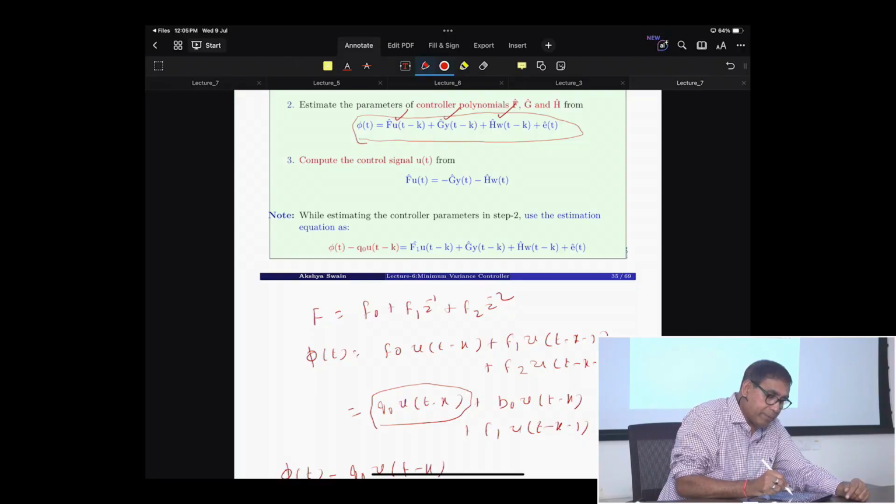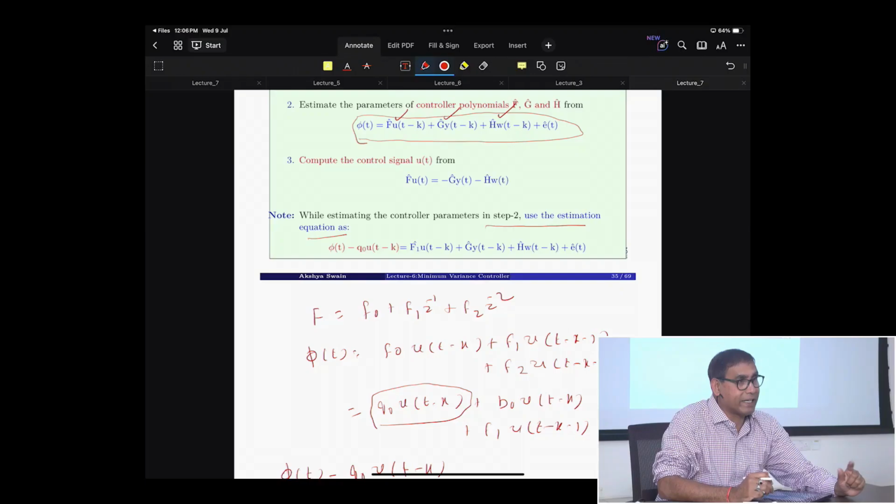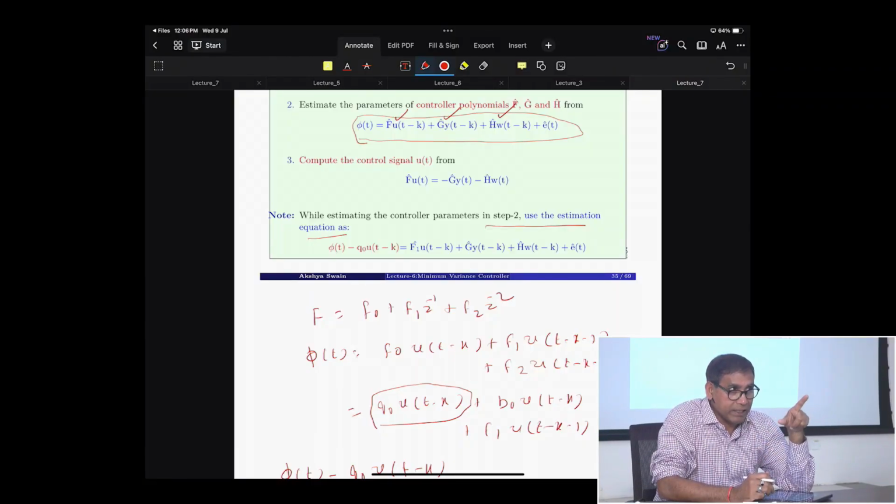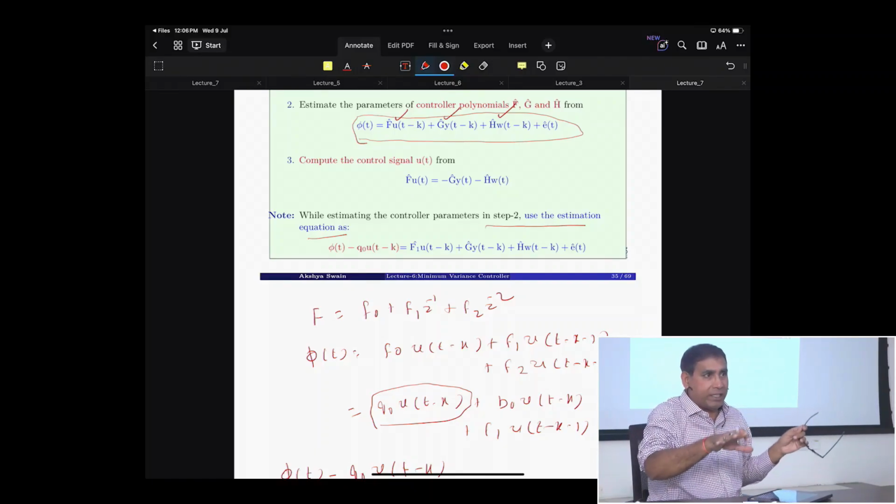While estimating the control parameters in step 2, use this as the estimation equation. If you do not have a background, it requires a little time to understand. So I have given the program, you will do it today. I am not saying that you can understand everything unless you do it before. The important thing you must carry forward is that the Diophantine equation, which you are using for these things, essentially splits it into two parts: a noise component which is predictable, and another which is not predictable. That is the key point. Other things are simple algebra. Once you do that, the other things are fine.